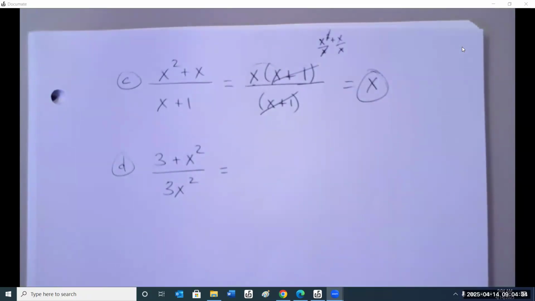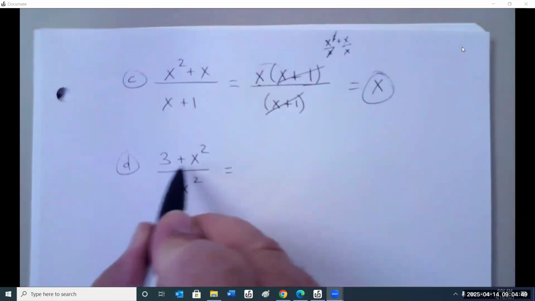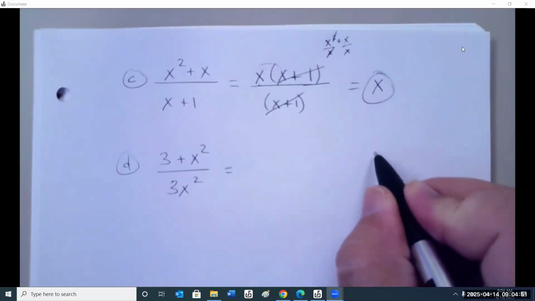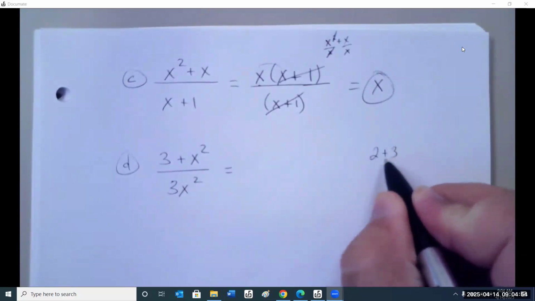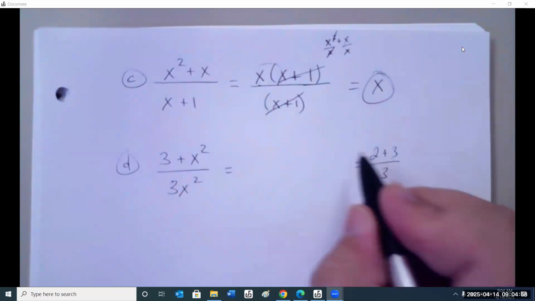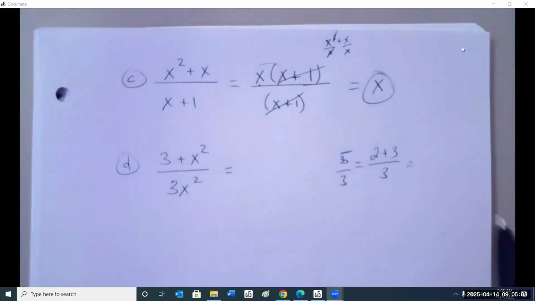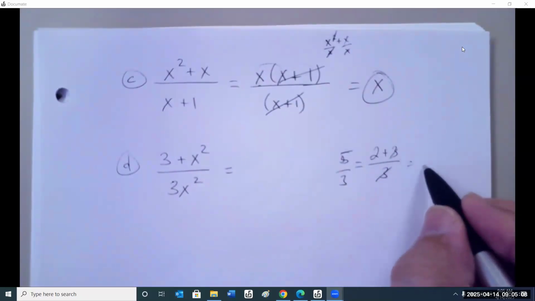Do they have anything to cancel? Okay, very important, because here's what I'm going to get to. 2 plus 3 divided by 3. What is 2 plus 3? So we have 5 over 3. What you're suggesting is I can cancel the 3's. If I cancel the 3's, what do I have left?